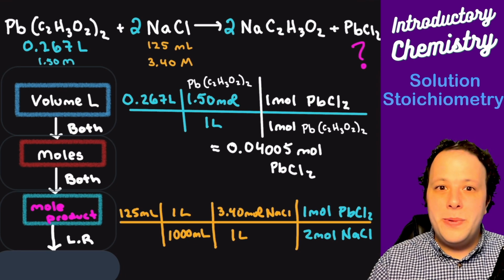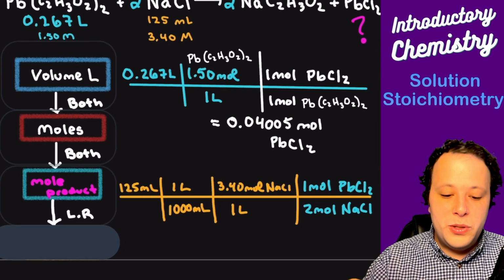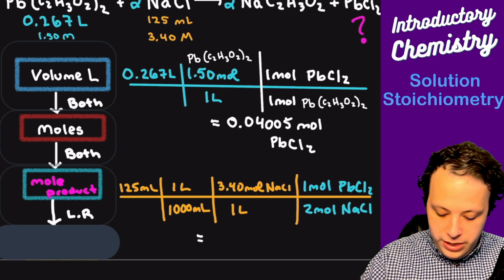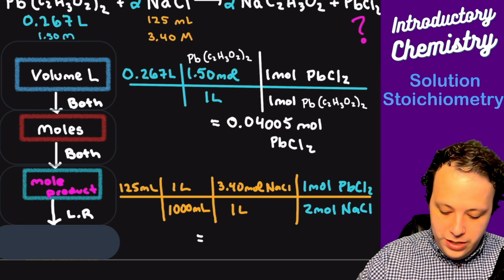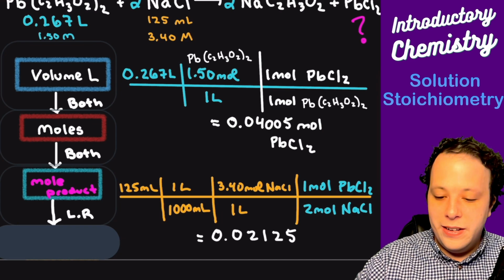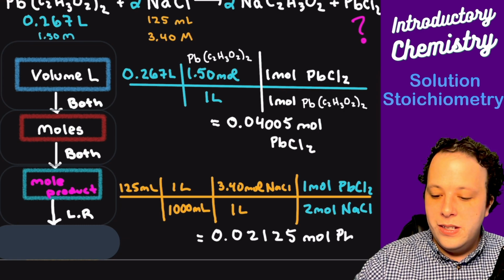All right, so when we do the math for this one, what we will do is 125 divided by 1,000 times 3.40 divided by 2. And what you will get is 0.02125 moles of lead chloride.